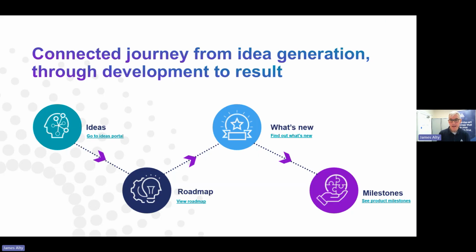Right, let's move on. You've seen this slide before. The links will be live in the handout we send you, so you can go look at our ideas or wish list portal. You can email wishes@apteco.com. You can put your wishes in. You can see our roadmap. I'm going to show you a screenshot of it in a minute, but it's live. You can look at our What's New page, or you can see our product milestones.